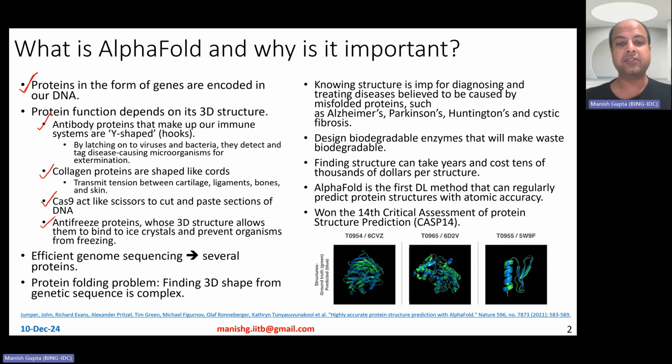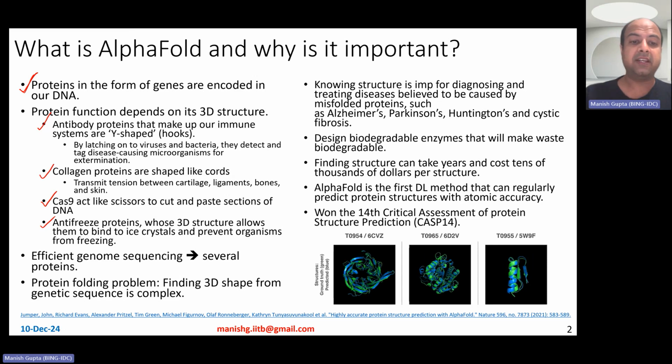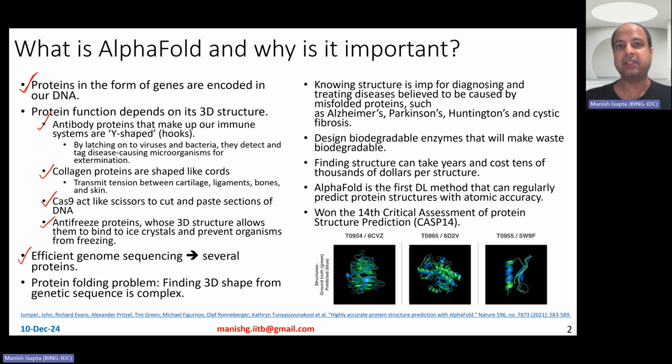Antifreeze proteins have a 3D structure that allows them to bind to ice crystals and prevent organisms from freezing. So different proteins have different structures, and therefore they have their own functions. And the nice part is that we have been obtaining amino acid sequences for a lot of proteins thanks to efficient genome sequencing. In the past decade, genome sequencing has become super efficient and super cheap. So we have lots and lots of proteins which have been sequenced. Sequencing means we know their amino acid components, but we still do not know their structure. Okay, that is the problem.